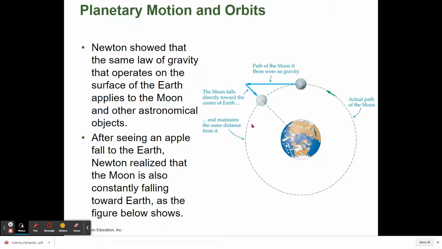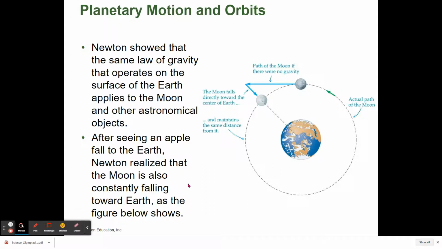All right, so Newton showed that the same law of gravity that operates on the surface of the Earth applies to the moon and other objects as well. So Newton's universal law of gravitation that we use for Earth also applies to every other astronomical object.